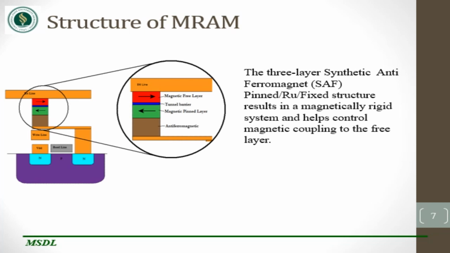Structure of MRAM. Can anybody guess? The three-layer synthetic antiferromagnet fixed structure helps in gaining a magnetically rigid system and helps in controlling the magnetic coupling to the free layer.